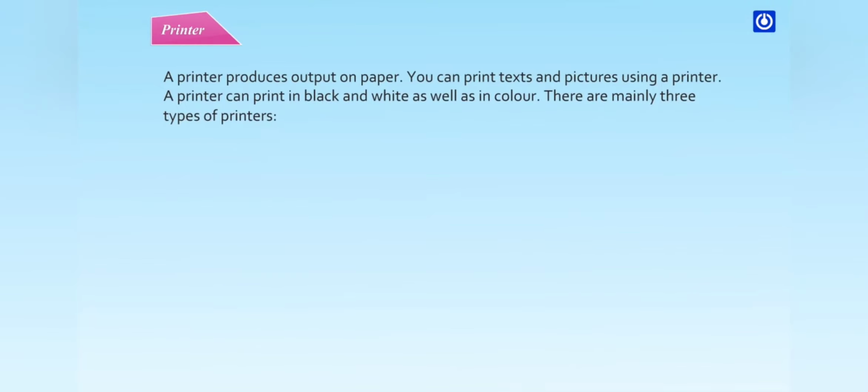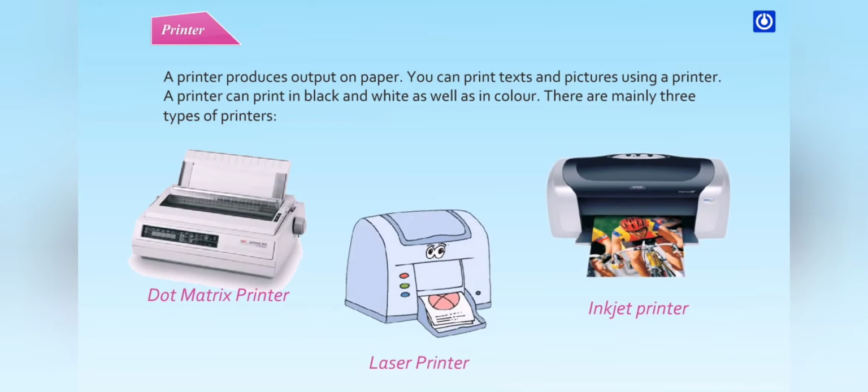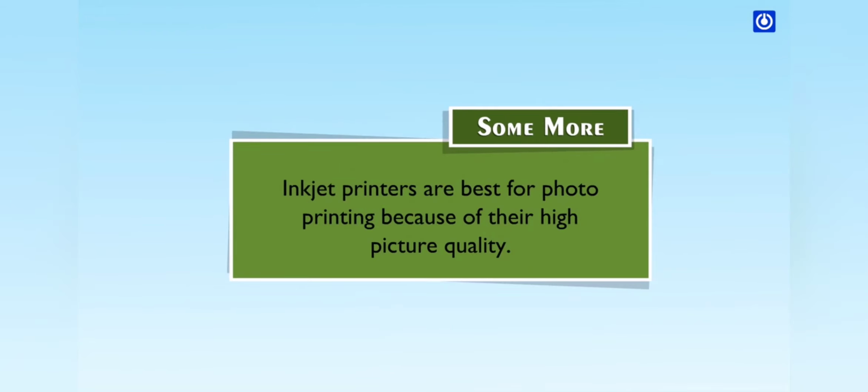Printer. A printer produces output on paper. You can print texts and pictures using a printer. A printer can print in black and white as well as in color. There are mainly three types of printers: dot matrix printer, inkjet printer, laser printer. Some more. Inkjet printers are best for photo printing because of their high picture quality.